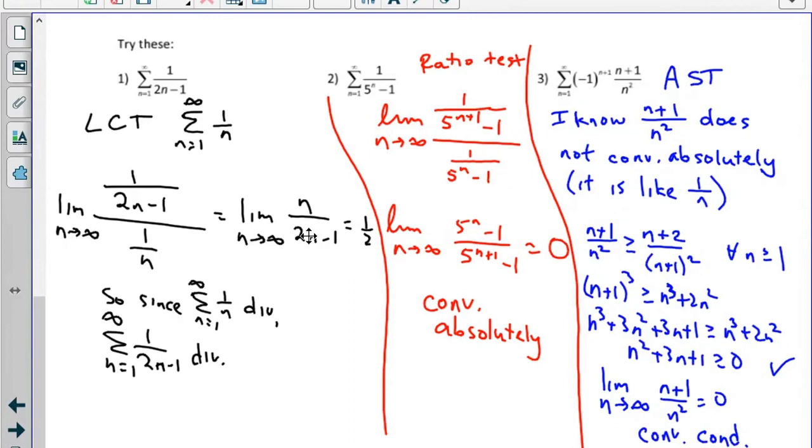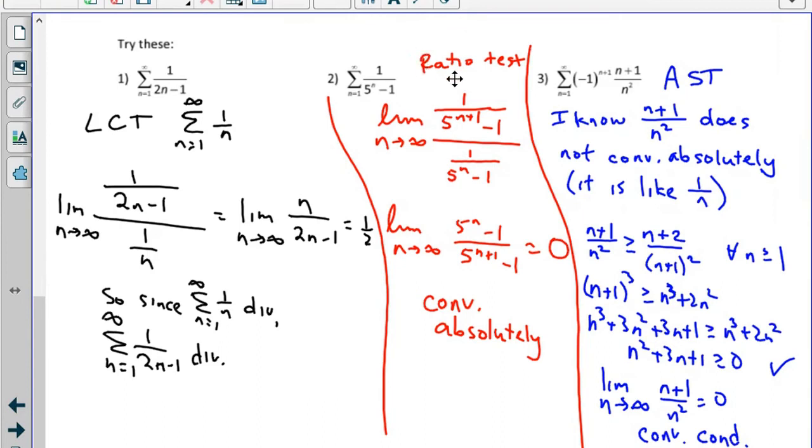Here are the answers to these 3 problems. First, I did the limit comparison test on number 1. You could have done a variety of different things, probably could have done the direct comparison test, but I did the limit comparison test because you could take the limit, it equals 1/2 with 1 over n, and since we know 1 over n diverges, then the series that we're given in problem 1 diverges.